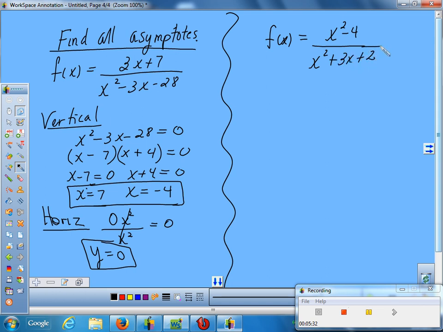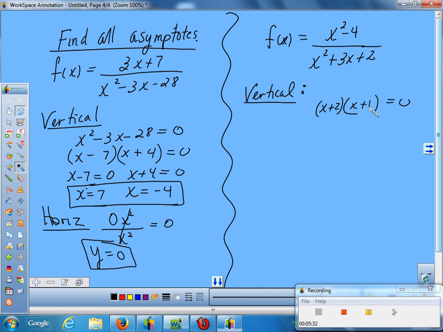Okay, this looks like a nice normal function, but it's probably not. Okay, let's do verticals first. If I do verticals, what am I supposed to do? Set the bottom equal to 0. The bottom would factor as x plus 2 and x plus 1.